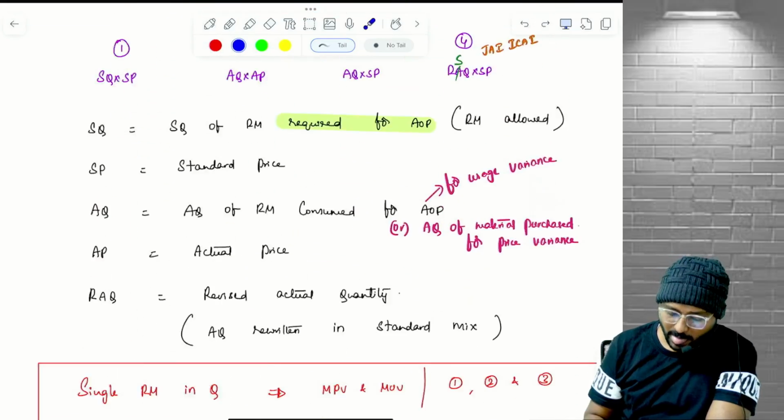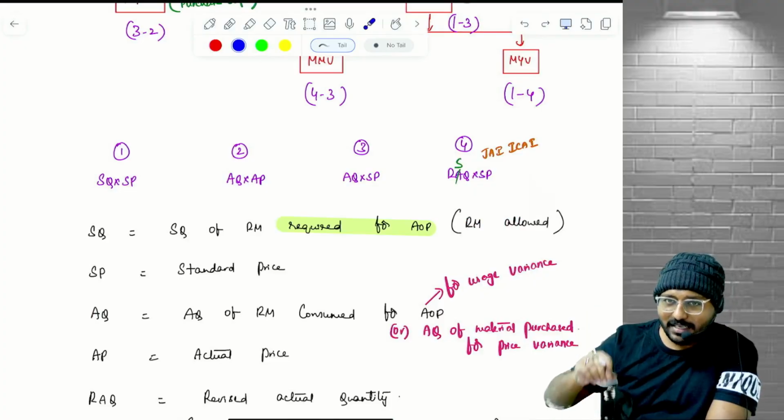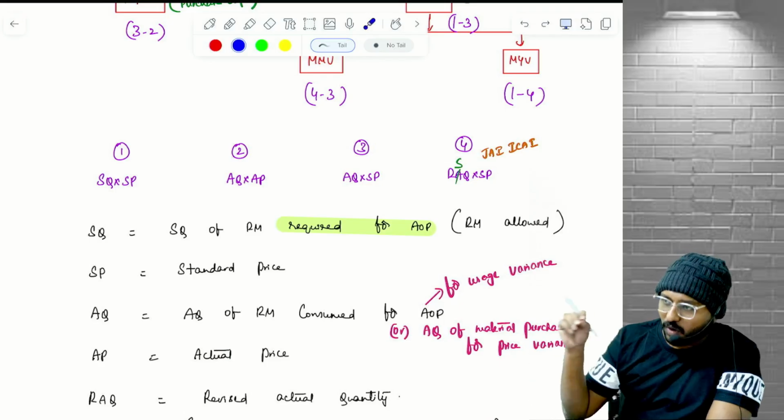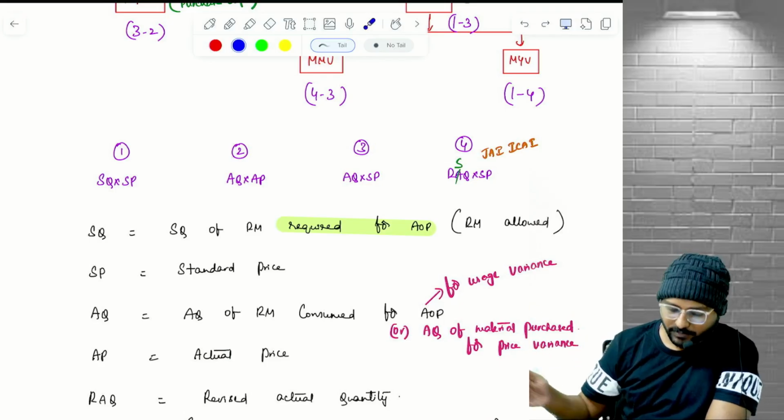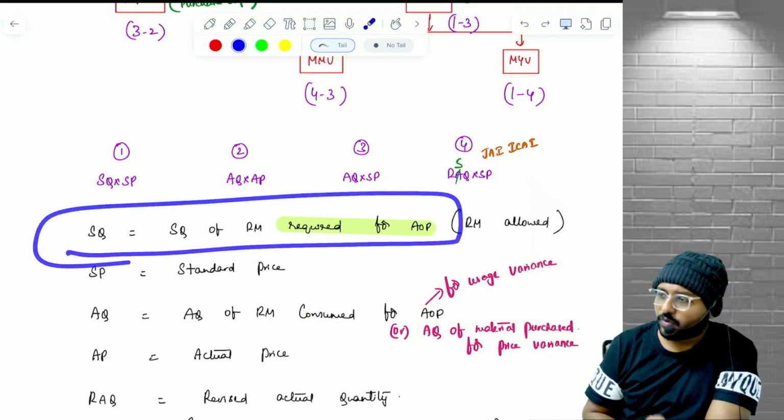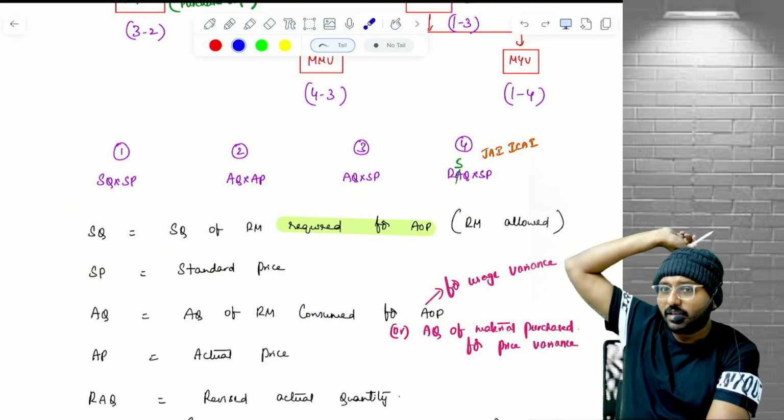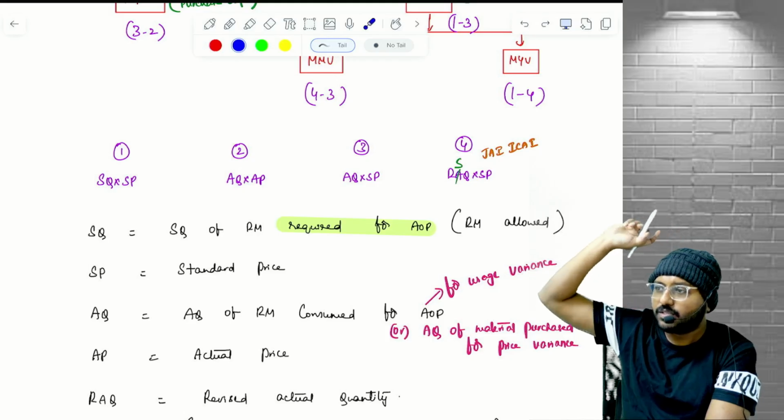Cost variance means what? Standard cost and actual cost difference. So what you allow and what you incur. What you allow is nothing but this one. What you plan is for budgeted output. Are you able to understand? This is very, very, very important.